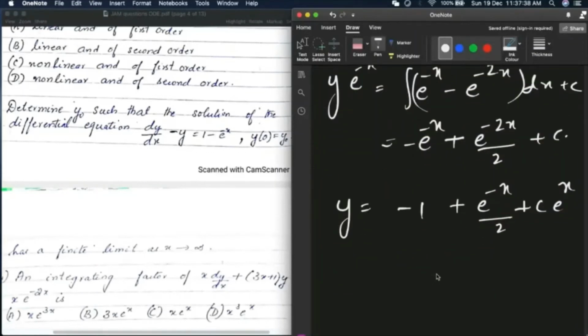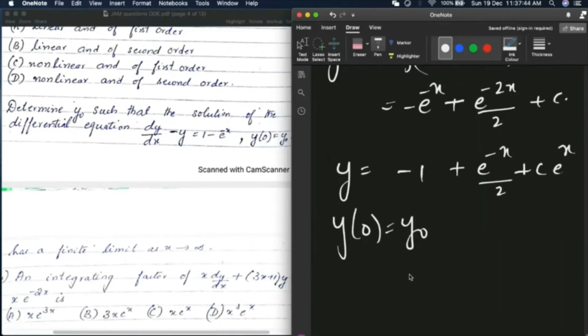I think some condition is given, no? y of 0 is equal to y naught, some constant. So y naught is equal to half minus 1 plus c.